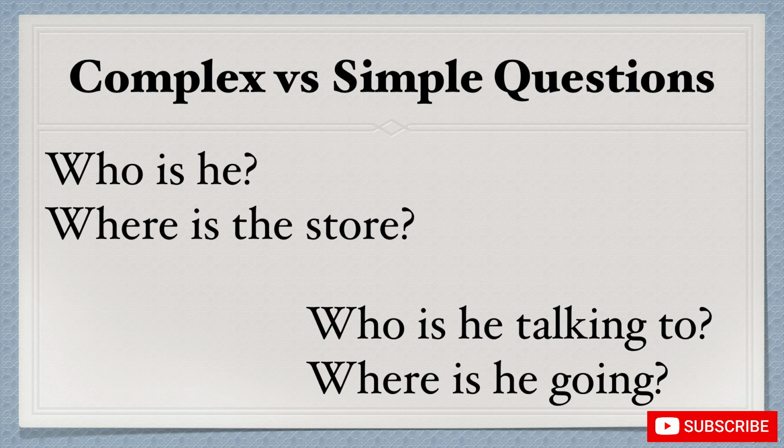And then if we look at the bottom, we'll see complex questions. Complex questions usually have your question word. It'll have is. It'll have a he, she, you, it, Charlie, Sophie, someone. And then it'll have another verb after it. And then you can do the same thing with does. So for example, who is he talking to? Or where is he going? So those are complex questions, whereas who is he and where is the store are simple questions, which was what we talked about in the first lesson of the question section.